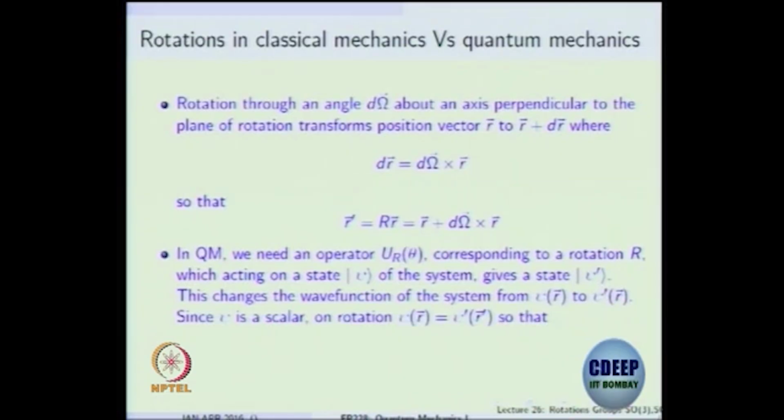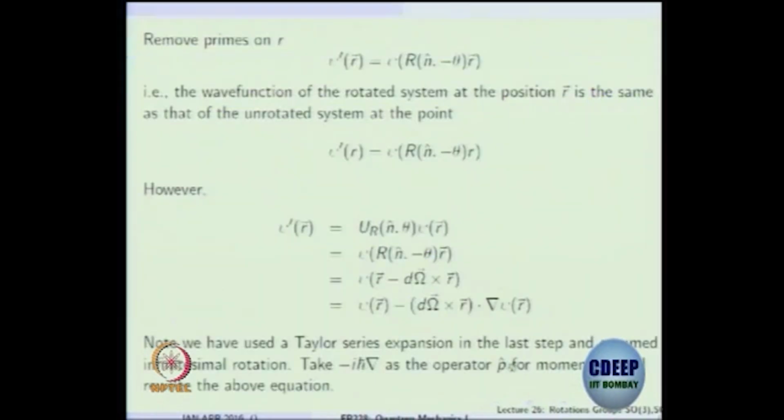Okay, so let me just go through the summary here, and then in case you have not done it, you can take it from here. So this changes the wave function, which was initially psi of r to psi prime of r. If psi is a scalar on rotation, this is what I said, psi of r vector is same as psi prime of r prime, and you could rewrite this as psi of r, which can be rewritten in terms of rotation by an opposite angle in the opposite direction. So this is what I did. This is R inverse, and do a Taylor series expansion, which I did already for you, and take i minus i h-cross as a momentum operator and rewrite the above.